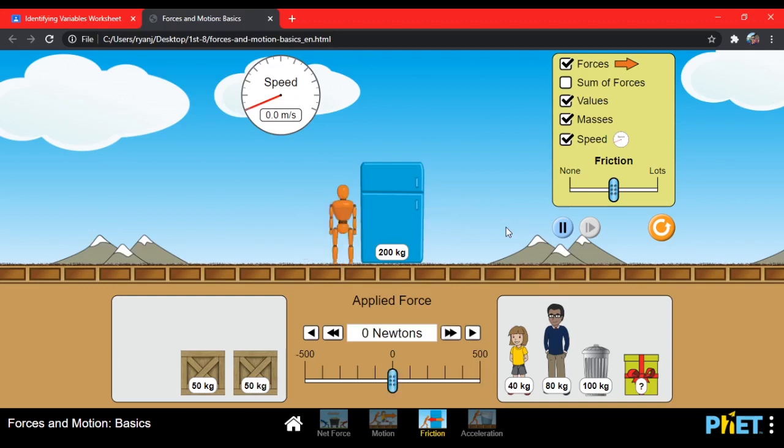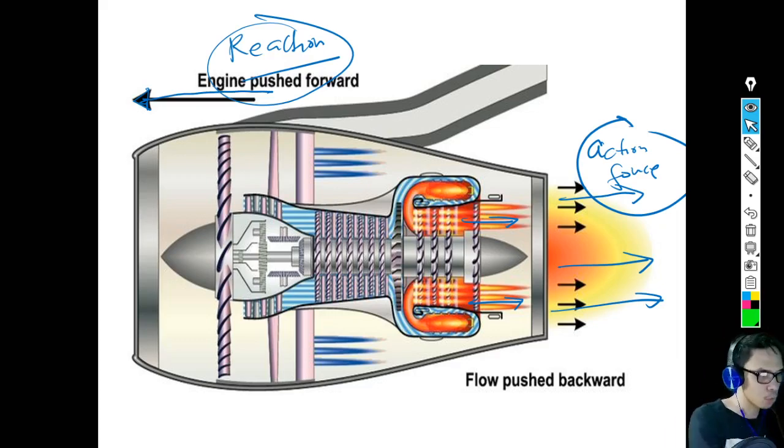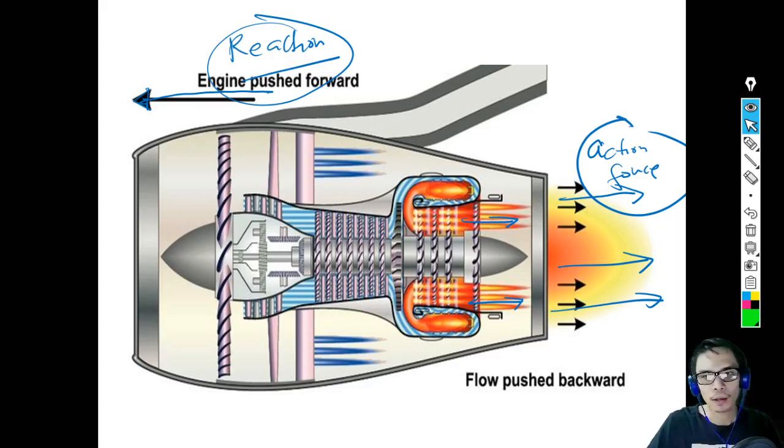So basically, that is Newton's law of motion. You can download this simulation on the PhET website. I will put it in the description of this video. With that, let's go back to our PowerPoint.